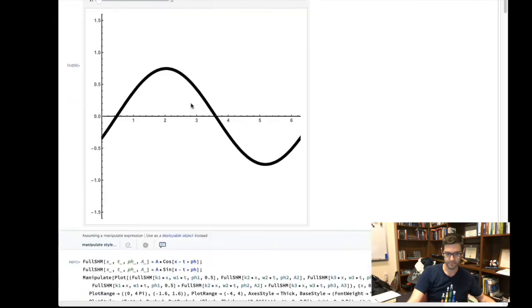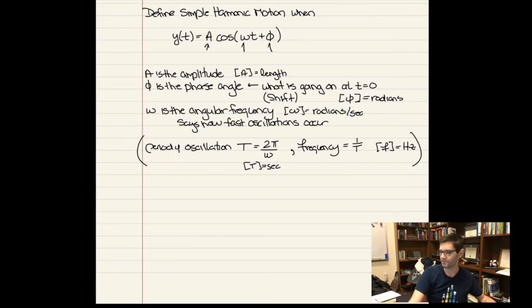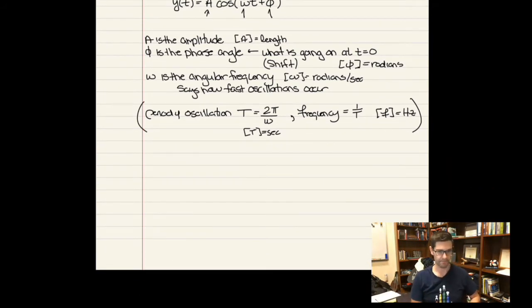I'll move this off the screen. All right. So that's mathematically the idea of simple harmonic motion. But we would like to understand the physics of how all of these quantities are determined, or how they are set based on the problem at hand.